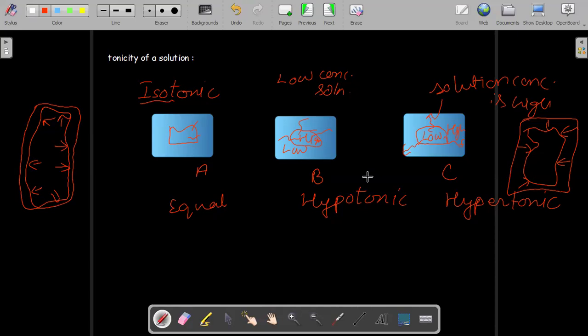In a hypotonic solution, the cell will become rigid, as osmosis will occur from outside of the cell to the inside. There will be movement of water particles from outside to the inside.